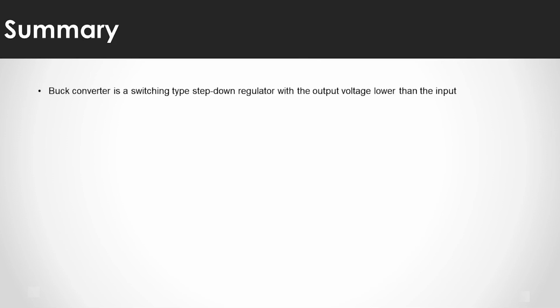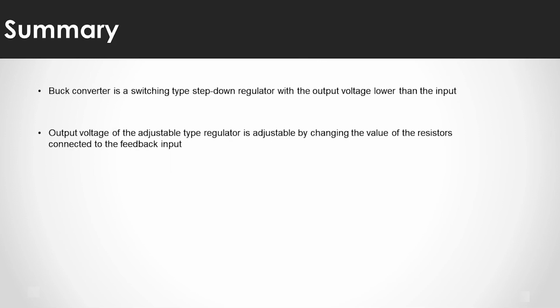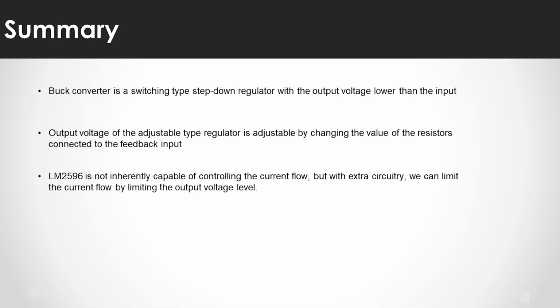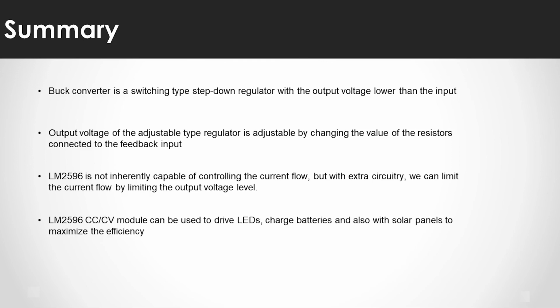Now, let's summarize what we learned today. A buck converter is a switching type step-down regulator and the output voltage is lower than the input voltage. The output voltage of the adjustable type regulator is adjustable by changing the value of the resistors connected to the feedback input. Basically, the LM2596 can only control the output voltage, but the amount of current can be controlled by configuring an additional circuit. You can drive the LED or charge the battery by limiting the amount of current. Also, it can be used to maximize the efficiency of solar panels.